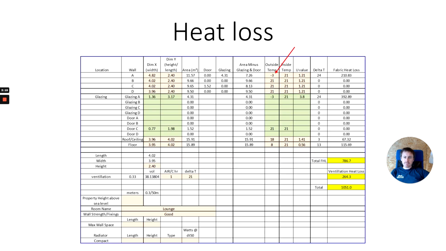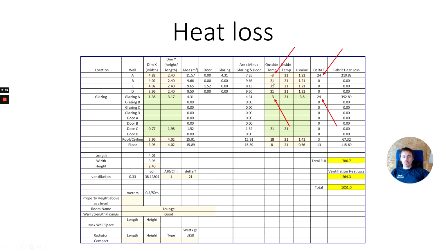So here's our heat loss, and as you can see, our aspect A on our wall is at -3 outside temperature because it's got an external wall. And we've got an inside temperature of 21, which is a 24 degree difference. We've got our U value, and we've also got our area, meters squared, of wall. You've also got the glazing, -3 outside, 24 degree delta because it's 21 inside, and then the heat loss, which is taken from the U values and everything else. So you've got your fabric loss, your ventilation loss, giving you a total heat loss for the room.